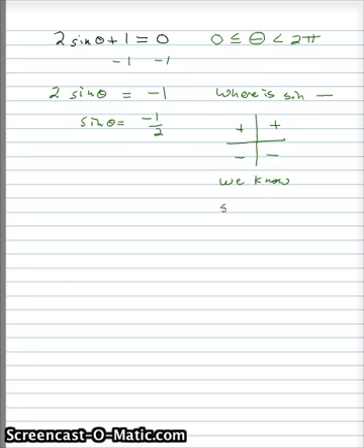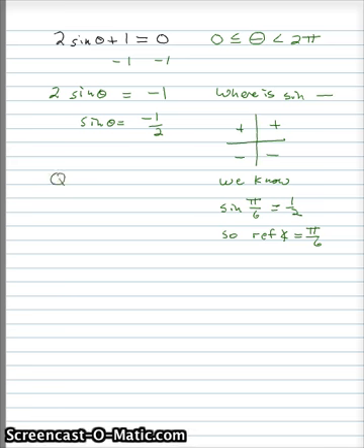Now what about the reference angle? We know that the sine of pi over 6 equals +1/2. That's our first quadrant answer. So the reference angle will indeed be pi over 6. Reference angle is always a quadrant 1 angle. But sine is negative in quadrants 3 and 4.